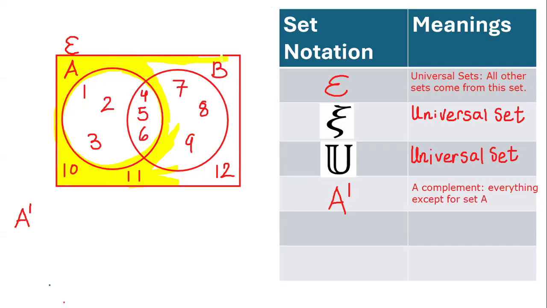All right, so all of this, by the way, is going to be what? A complement. Very good. A complement. All of this is a complement. All of this here is a complement.